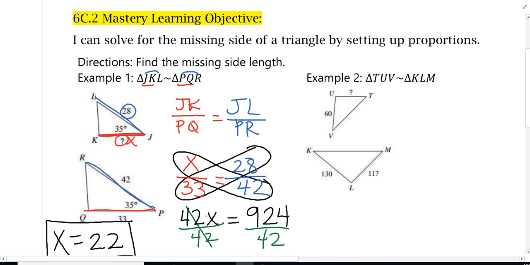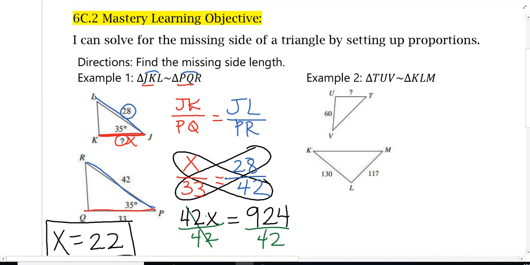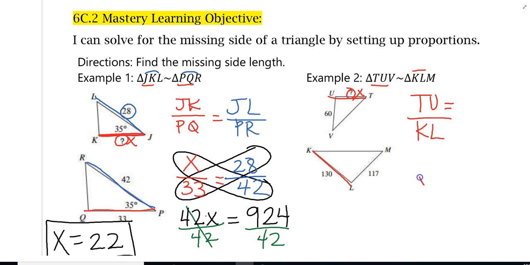We're going to do the same thing for example number 2. So I like to find my missing side. So I see my missing side is right here. So that's going to be my X. And that's the side TU. So TU is going to correspond then to KL. So K and then L. So if I set up those two sides, TU was X, KL was 130.